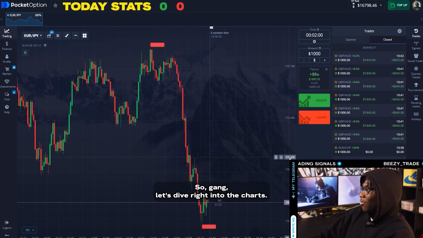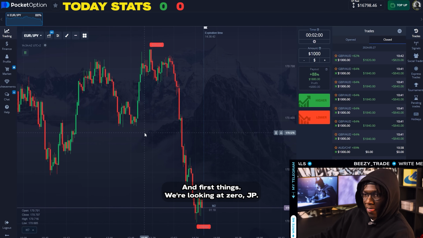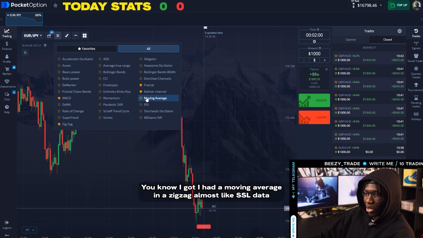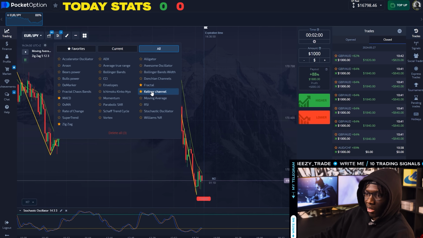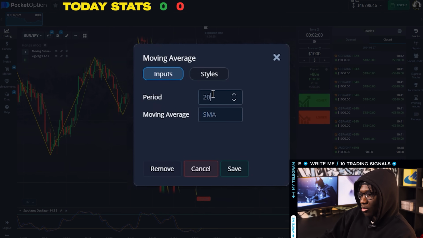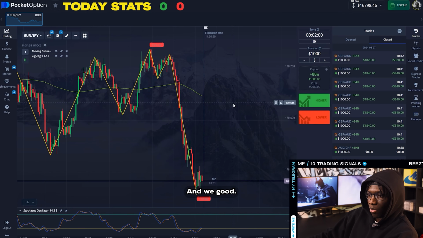So gang, let's dive right into the charts. And the first thing we're looking at is USD/JPY, still on our 2-minute time frame. I'm gonna go ahead and add my indicators. You know, I got the moving average and the zigzag, and my stochastic oscillator. Do a little bit of settings on my moving average, 200 EMA, and bam, we're good.